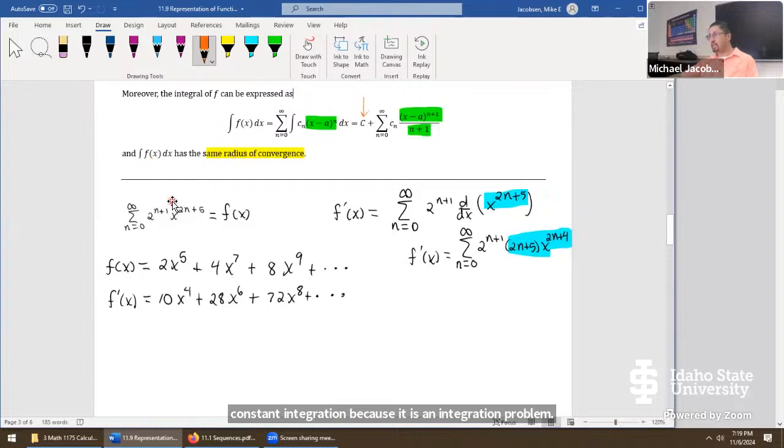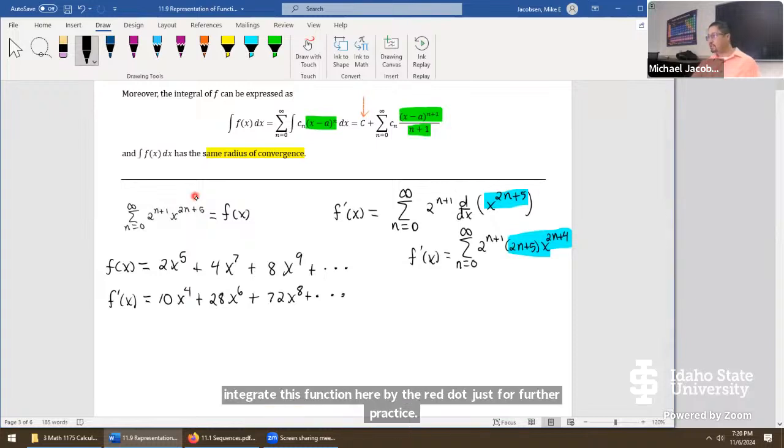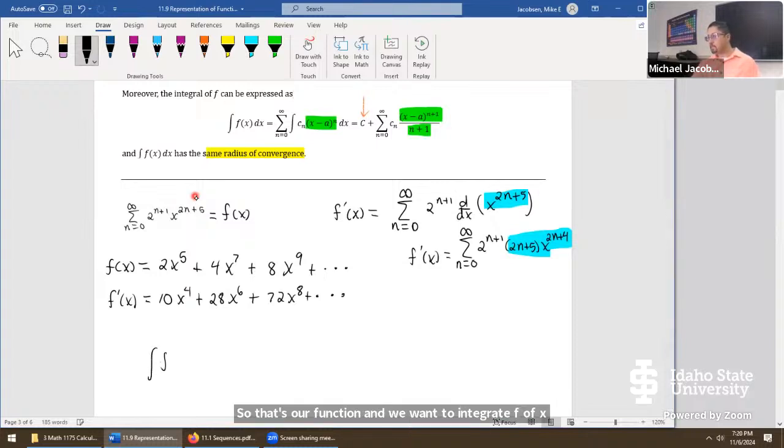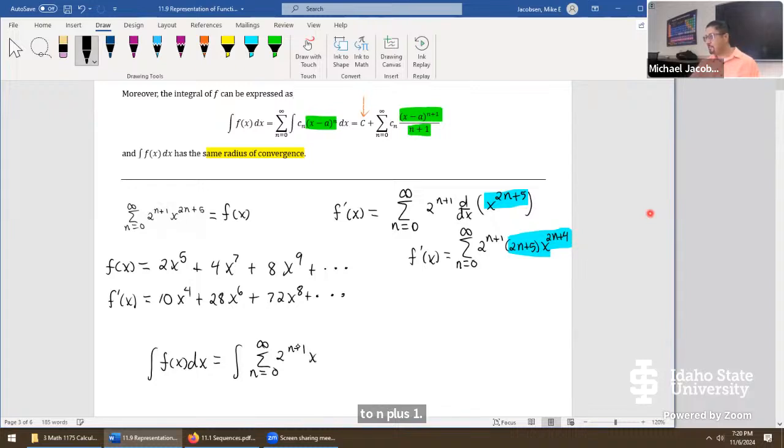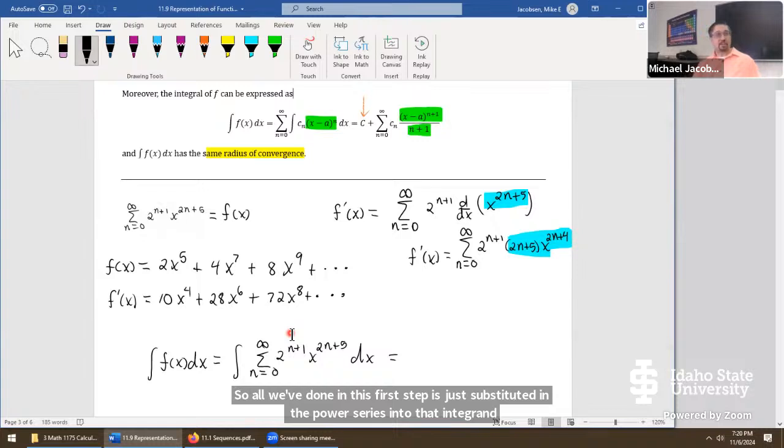Let's integrate this function here by the red dot, just for further practice. So if that's our function, and we want to integrate f of x, the process looks like this to start. We're integrating an infinite sum, so infinitely many terms are in the integrand now, to n plus 1, x to the power of 2n plus 5 dx. So all we've done in this first step is just substitute in the power series into that integrand. You don't have to show this step, but it's not a bad one the first few times you do it.